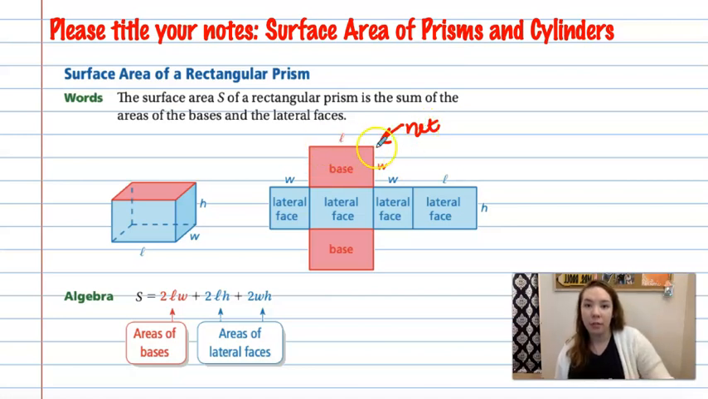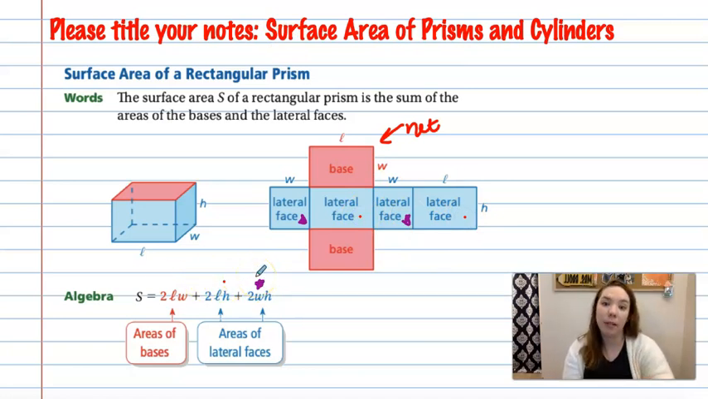These would be your bases where you have length times width, and then these two bases would have the same area, so you have two of those. These two lateral faces, these two, would be the same. So they're saying that this is width. So these two would be the same. That's your purple one. And then these two would be the same. So you have two of each of those.